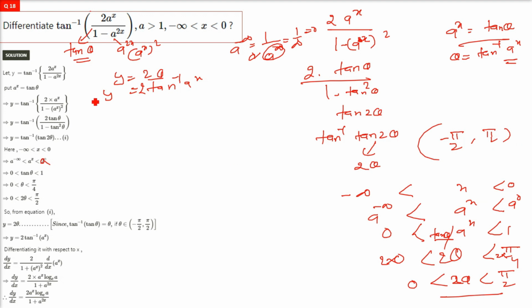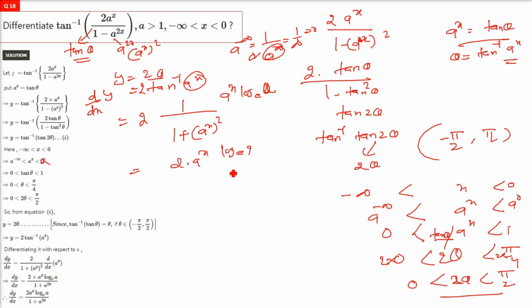Okay. So dy by dx, just do it. It is twice, 1 by 1 plus a raised x whole square, into the differentiation of a raised x, which is a raised x log a. In the previous question it was 2, so this is basically the same question as the previous one. So 2 into a to the power x log base e a by 1 plus a to the power 2x. Alright? Is this clear?